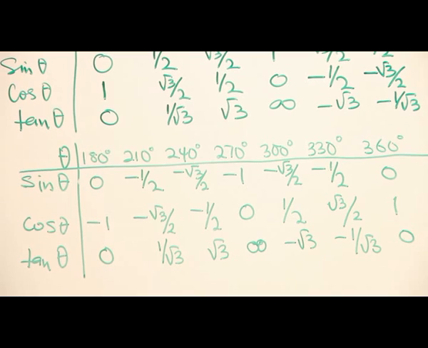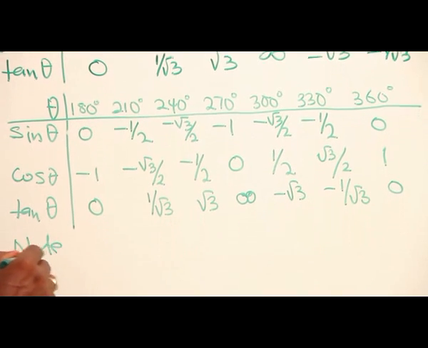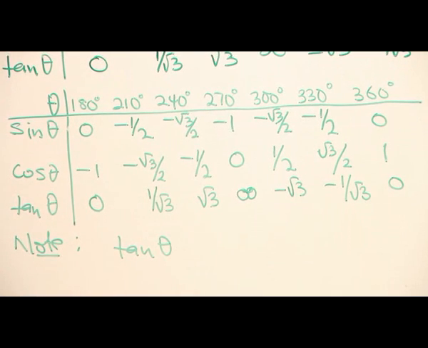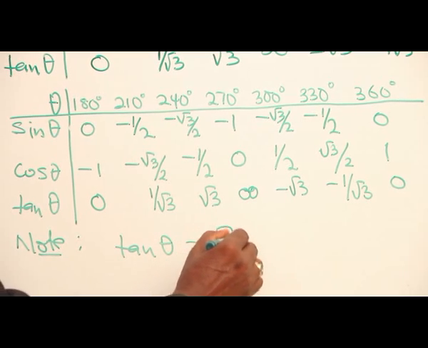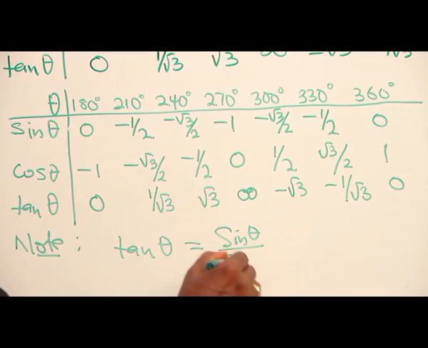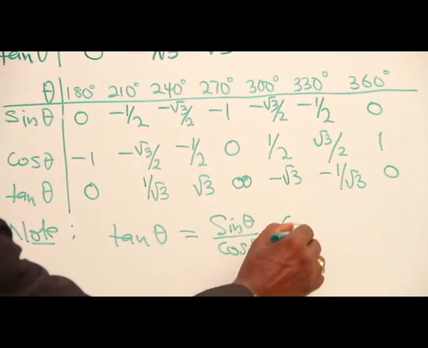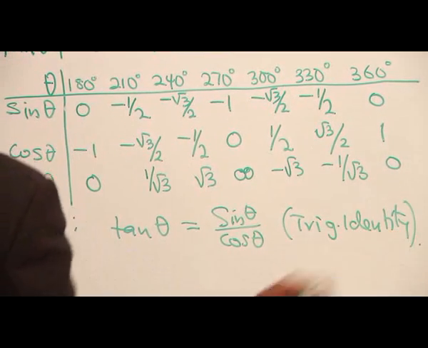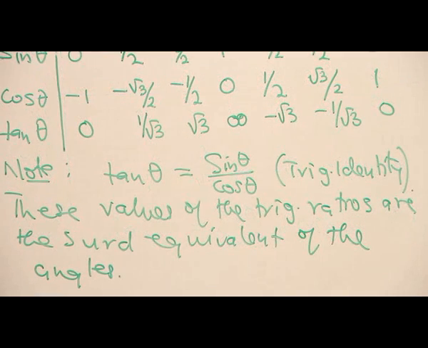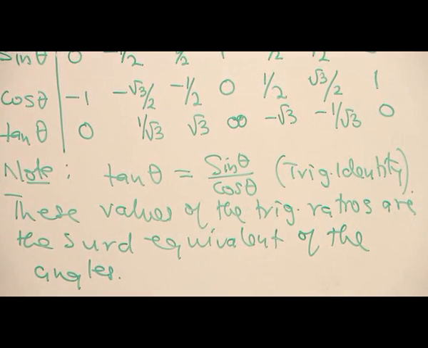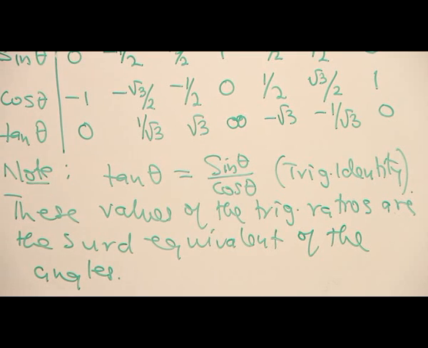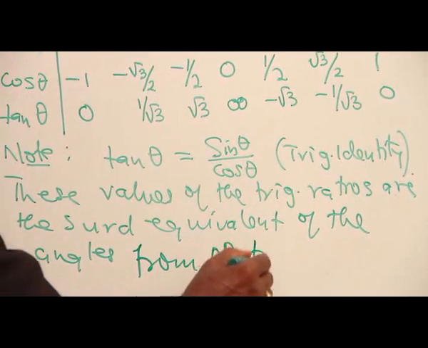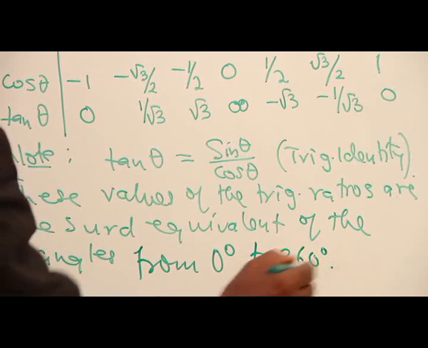So with these ones, we have to note, I have said this before, that in trig ratios or in trigonometry, tan theta is the same thing as sin theta all over cos theta. This is a trig identity. It's one of the trig identities that we'll discuss later. These values of the trig ratios are the surd equivalent of the angles from 0 degrees up to 360 degrees.